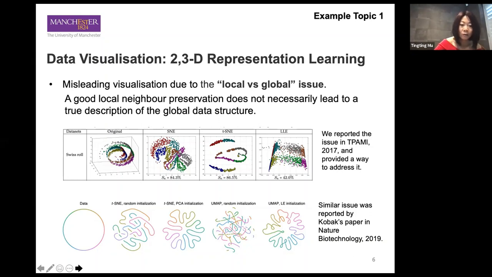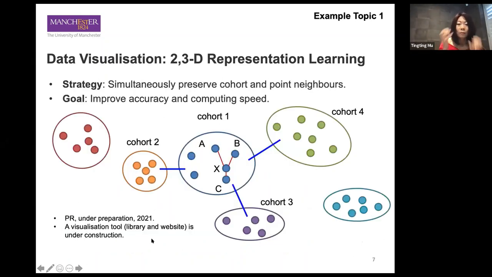So how do we fix this problem? We proposed a strategy to improve local and global data structure preservation by simultaneously preserving the neighboring relationships, not only between data cohorts, but also between individual data points. The idea is very simple. You have a point X, you have A, B, C as its neighbors, and you have data cohort 1, and data cohorts 2, 3, 4 as its neighboring cohorts. You want to preserve this neighboring relationship between points and between cohorts in the new space.